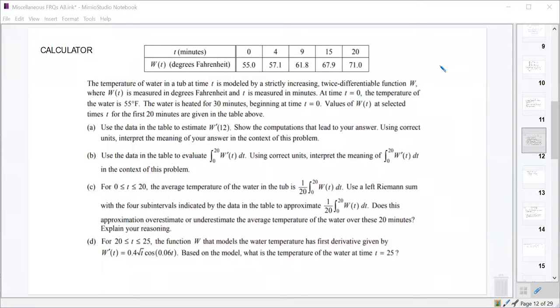Part A, we want to approximate or estimate W prime of 12. If we're approximating W prime of 12, that means we're just going to find the average rate of change on the interval surrounding 12. So we'll do 67.9 minus 61.8 over 15 minus 9, because that's the smallest interval around 12 that we can get. And what did that come out to be? 1.017? Question?